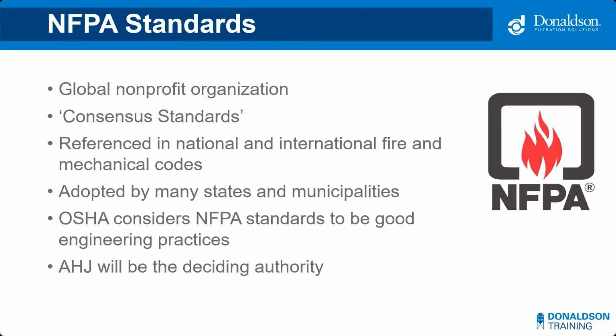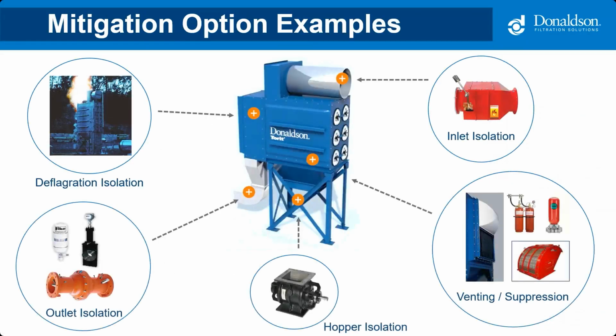The authority having jurisdiction, the AHJ, will be the deciding authority. It could be the fire chief, insurance company, OSHA, NFPA, etc., whichever body is making the decisions. Your authority having jurisdiction has control over the process.